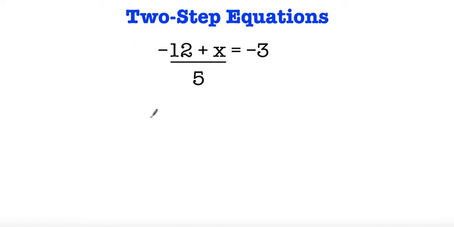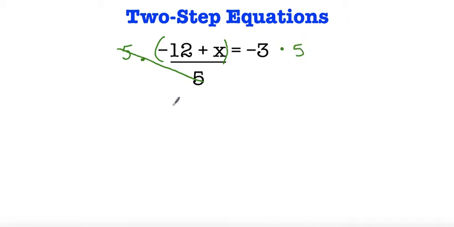Here I have negative 12 plus x divided by 5 is equal to negative 3. So same thing, this entire term is being divided by 5. So we're going to have to cancel that out, and in order to do so, we're going to have to multiply by 5 on both sides. So if we multiplied by 5, these two would cancel out, and whatever we do on the left side, we have to do on the right side.